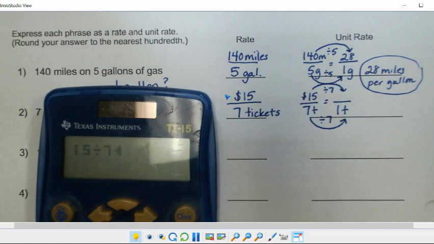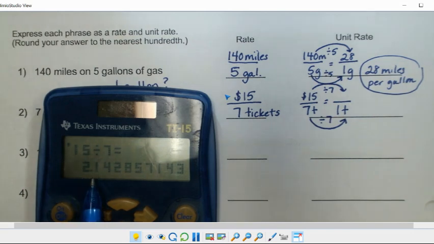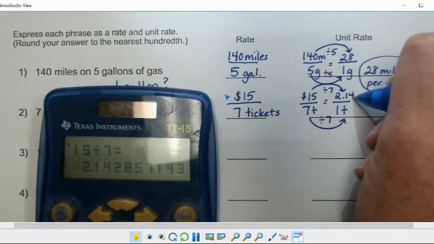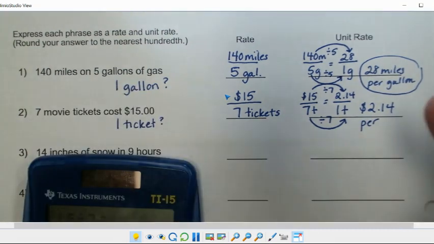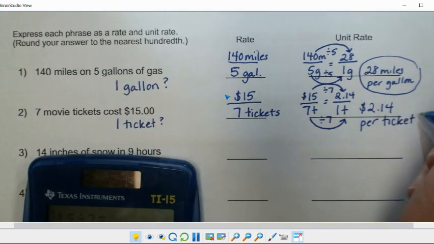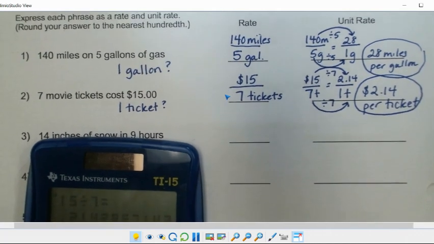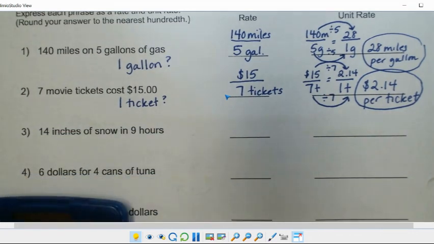Now I put in my calculator 15 divided by 7, and I get this. But you'll notice here in the directions it says round your answer to the nearest hundredth, especially if we're dealing with money, we always go to the nearest hundredth. So I have 2.142. Since that 2 is less than 5, I'm going to keep my 4. So my answer here would be 2.14, or $2.14 per ticket. Go ahead and pause the video and try number 3.